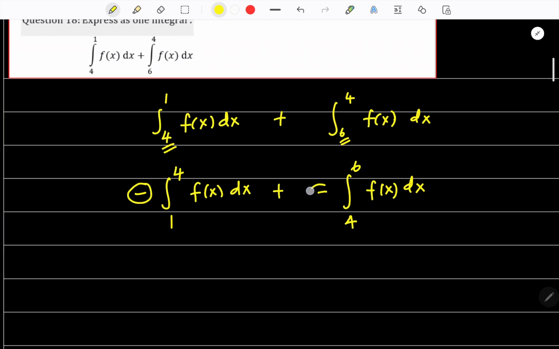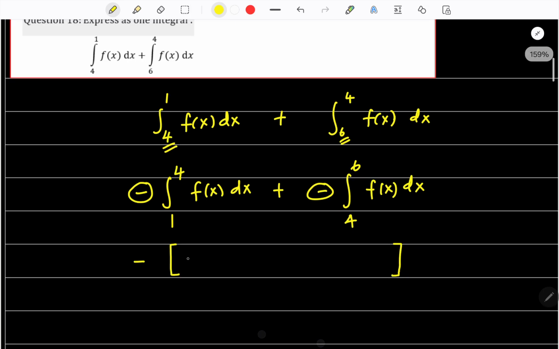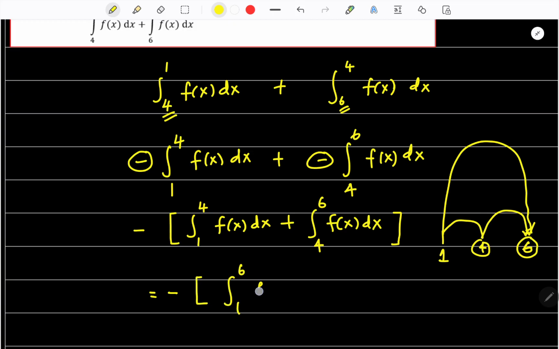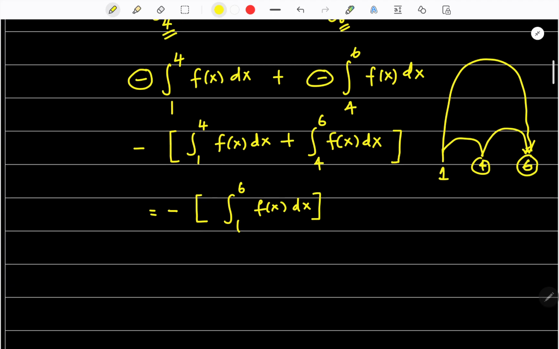But there is a minus here and a minus here. I'm going to take the common term, minus, out. So I will get integral 1 to 4 f of x dx plus integral 4 to 6 f of x dx. Look here, you're going from 1 to 4, and from 4 you're going to 6. So it is going directly from 1 to 6 with a negative sign: integral 1 to 6 f of x dx. Okay, so it's going to be a single integral. This is also a correct answer.